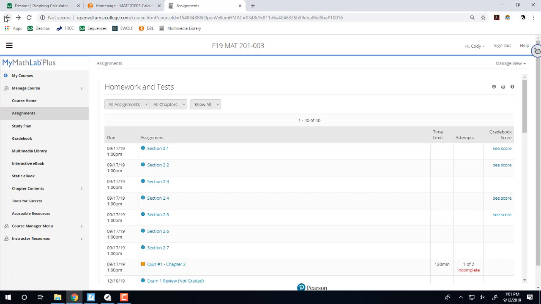Ideally, you've done most of these, and you can save the quiz as a gauge on where you're at, and then go back and review some of your homework questions, or even the exam 1 review, just more practice problems. You could try that as well.